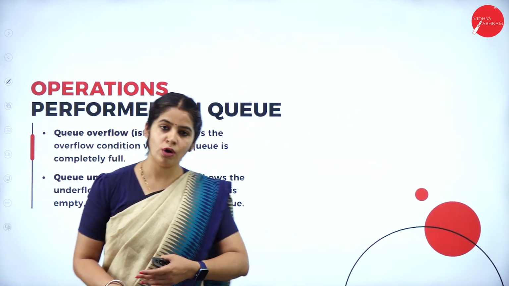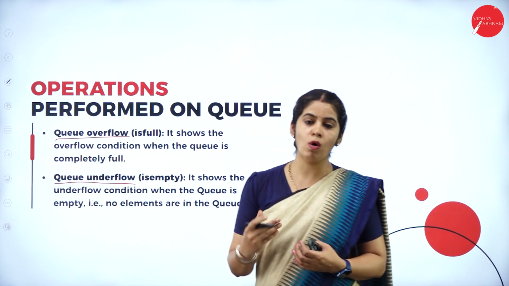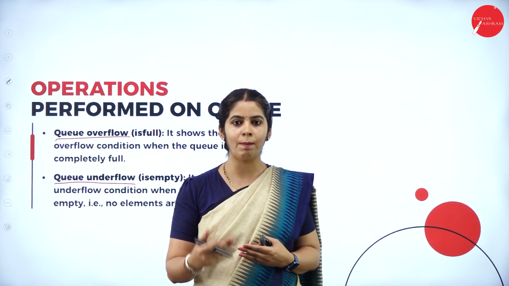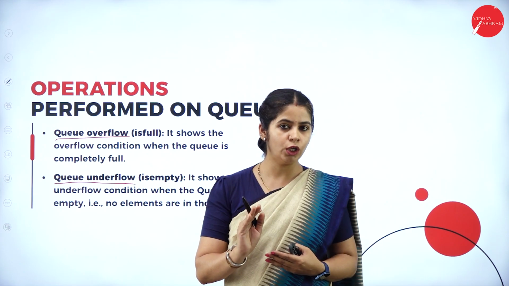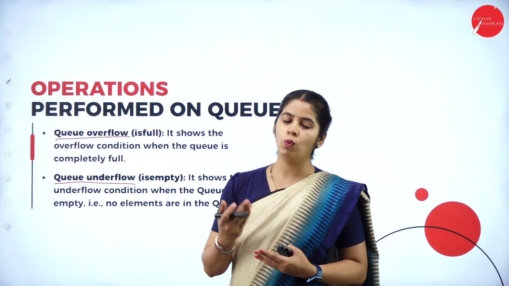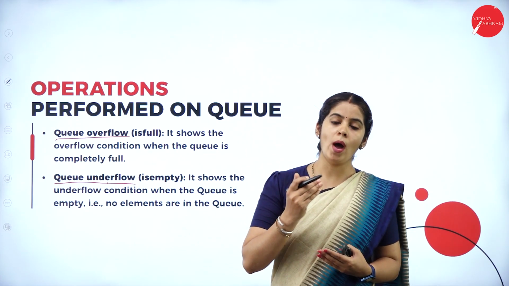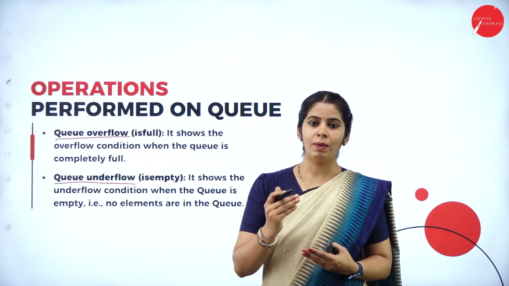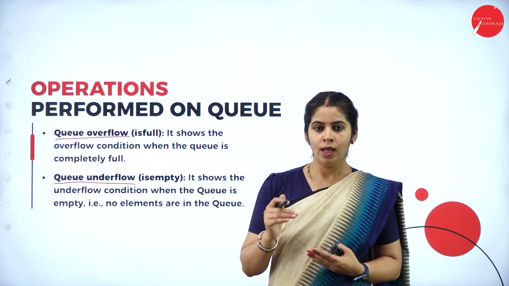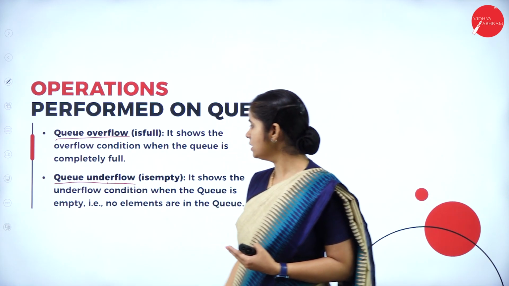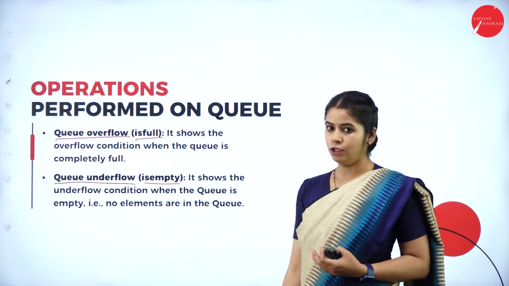Apart from that, two more operations we have are queue overflow and queue underflow. What is the overflow condition? When the allotted memory is full, at that time we cannot insert any element into the queue. That condition is called queue overflow. And underflow means when there is no element, all the allotted memory is empty. We have not inserted any element into the queue. At that time we call it underflow. That is the empty condition and the full condition.